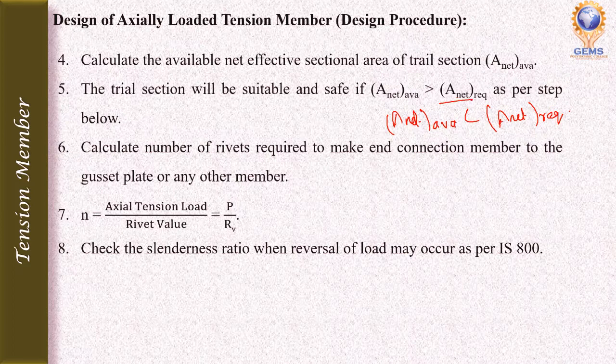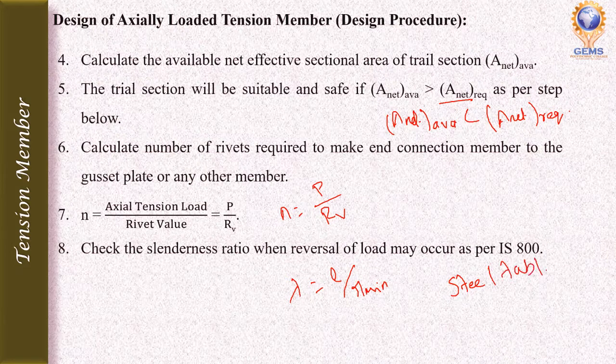Once it is greater than the net required, we can find the number of rivets required to make the end connection of the member to the gusset plate or any other member. N is equal to P by RV, axial load by rivet value. Once we find the rivet value, we have to check the slenderness ratio. Slenderness ratio lambda is equal to L by R minimum, where L is the unsupported length and R minimum is the radius of gyration.